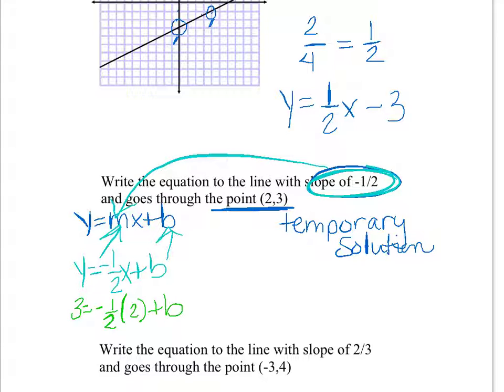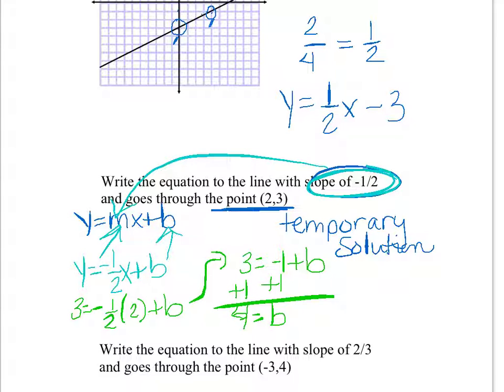Now this one's kind of nice for the math. 1/2 times 2 is 1, but remember I have that negative out in front. So we get 3 equals -1 plus b. What's nice about this is we only have one variable. We add 1 to both sides. 4 equals b. So now I know what b is. I'm going to go back to having x and y. So I have y equals negative 1/2 x plus 4. And that'll be my answer.